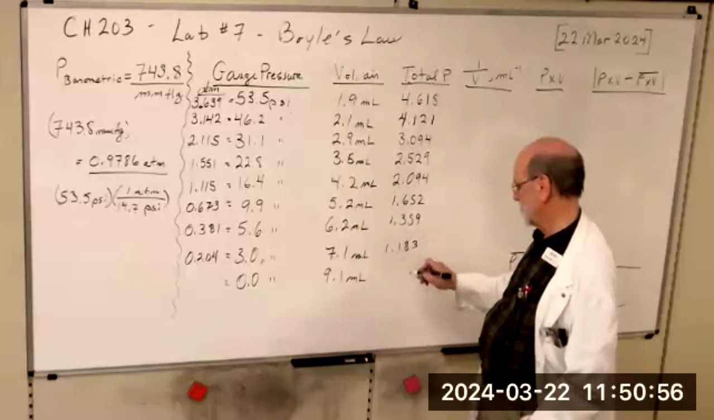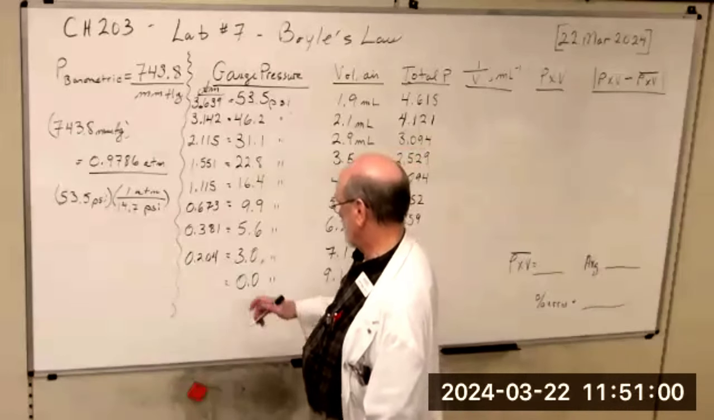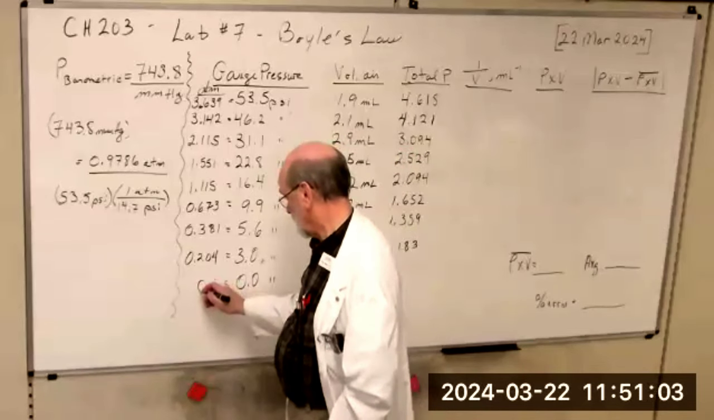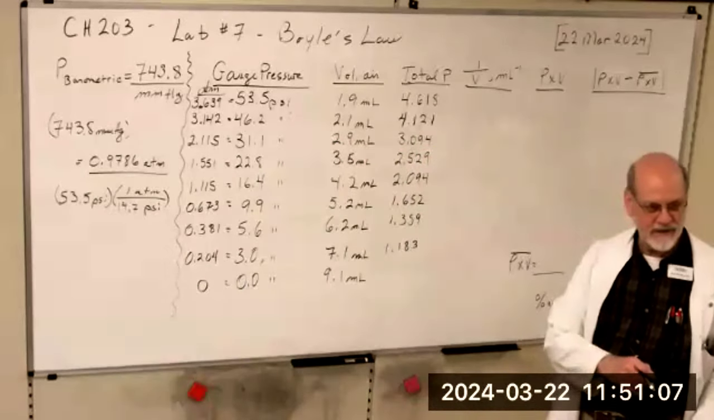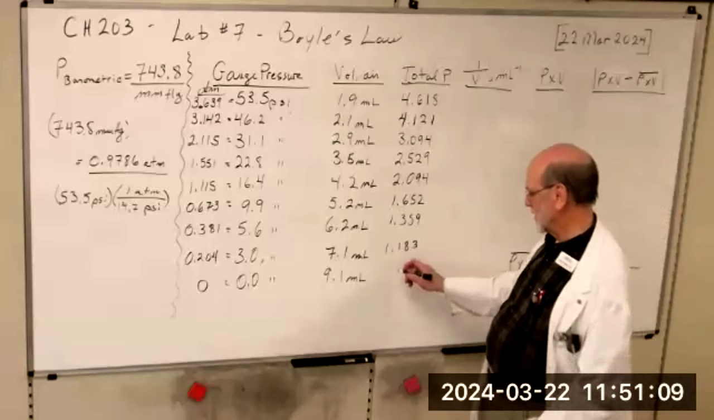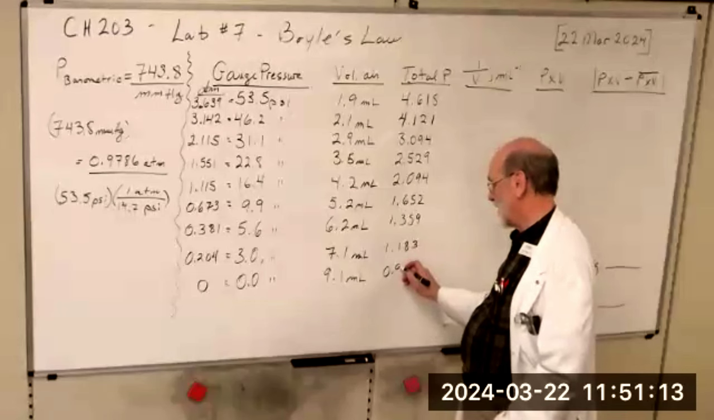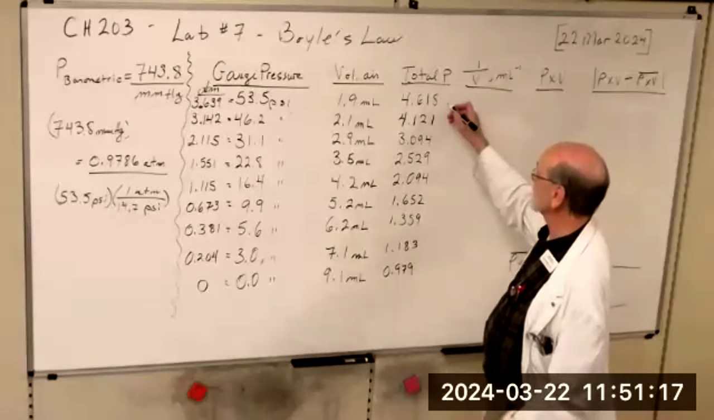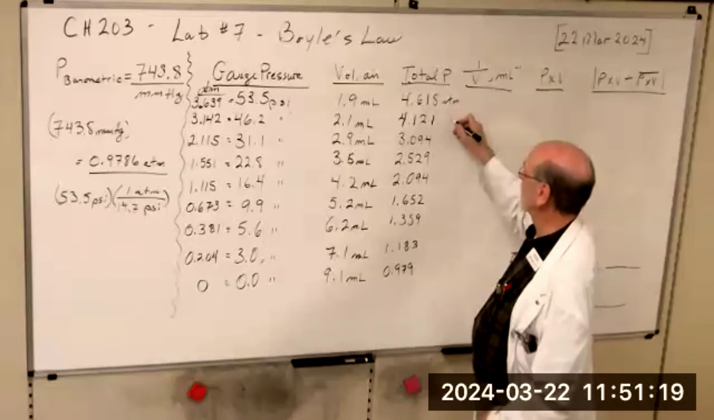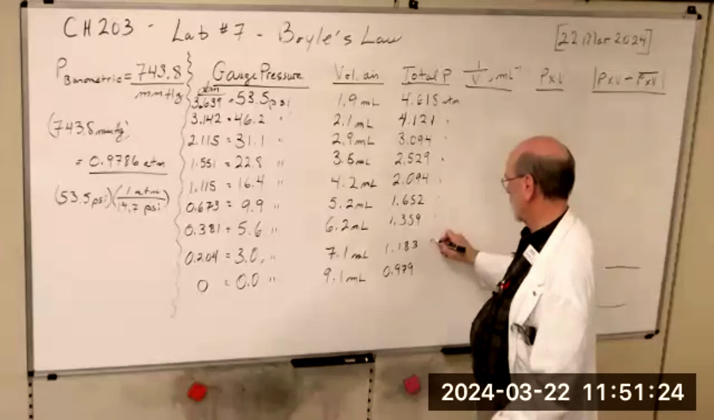Okay. And this would just be zero, right? Zero divided by 14 is zero. So then the total would be 0.976. Nine, actually. And this is atmospheres. Total pressure.